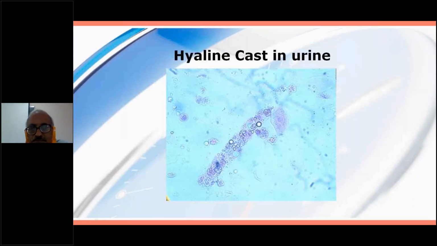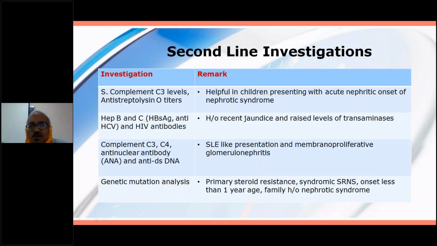Okay. So this is how a hyaline cast appears. The small cells are there, but most of it is just a precipitate of hyaline. So this is how you see hyaline casts in microscopy.